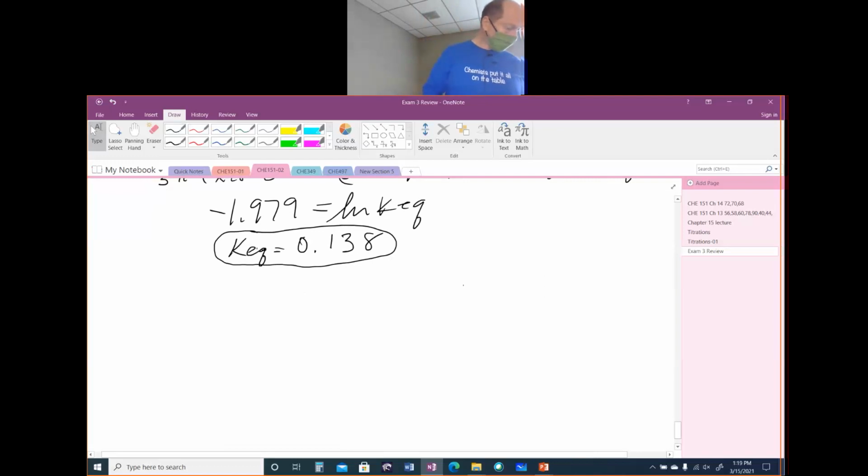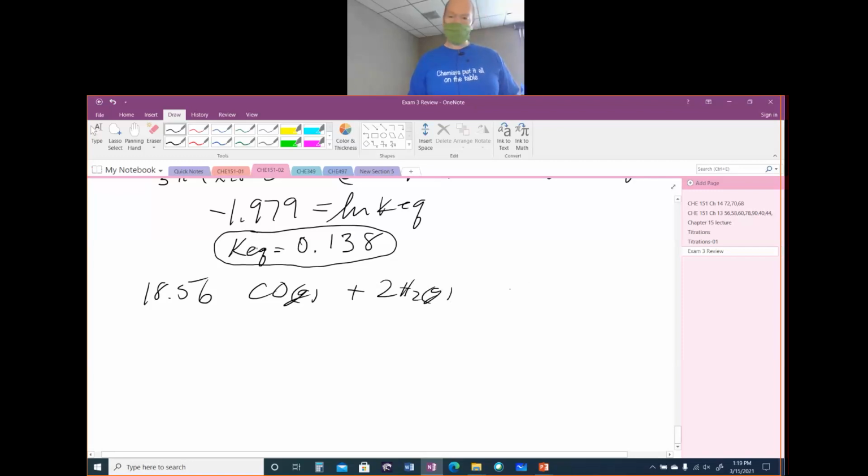All right, if we go to 18.56, we're just writing an expression for the KEQ. So CO gas plus 2H2 gas yields CH3OH gas. We have 3 moles of gas going to 1 mole of gas. So what we can do is predict the sign of delta S. We are going to less disorder, 3 moles of gas going to 1 mole of gas. So we know our delta S is going to be negative, but that's not our question.